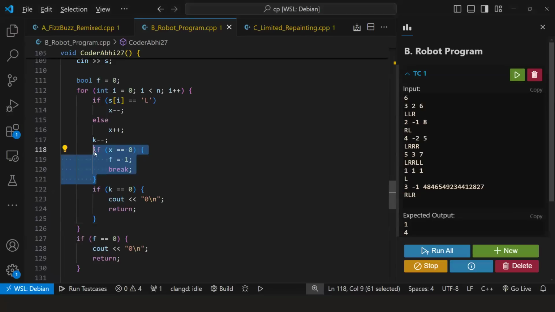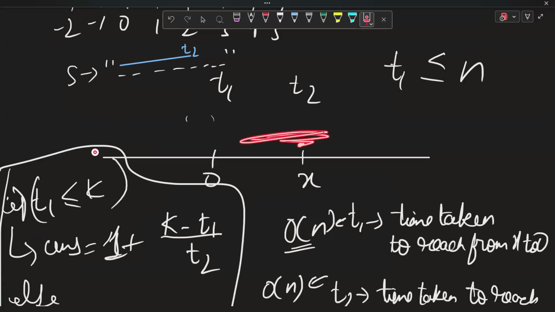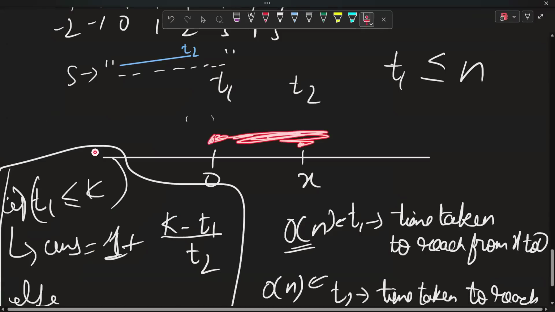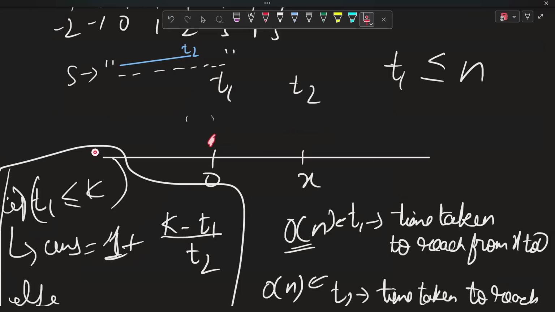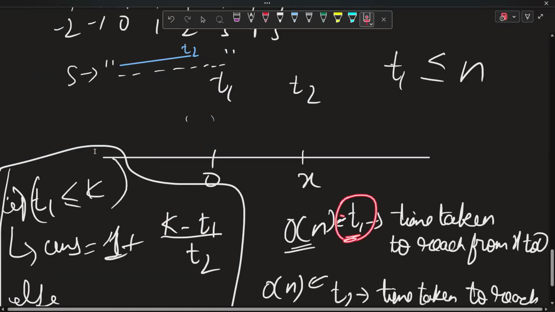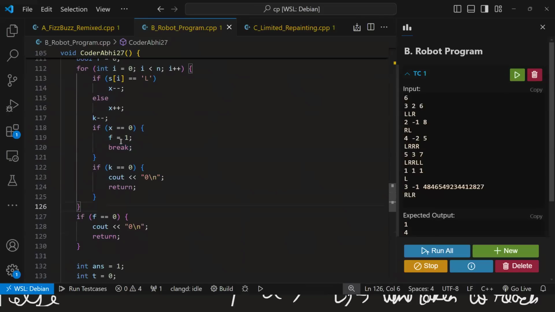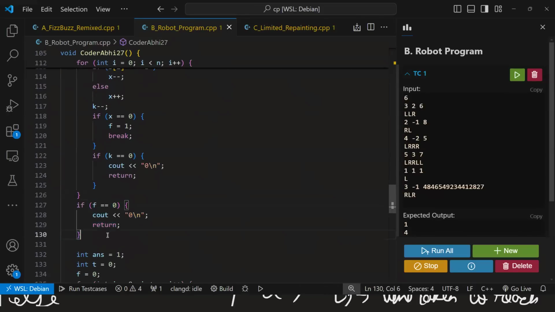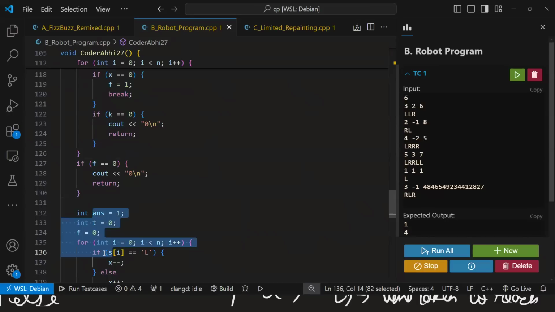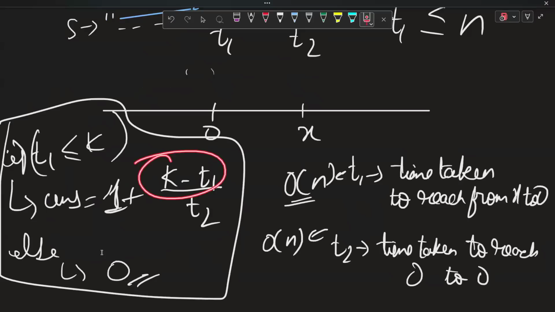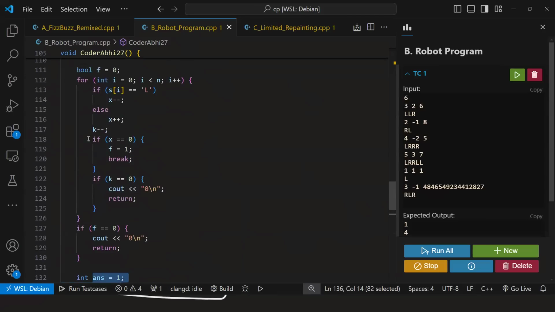That means I just computed it. I started with x, then after some operations, my x becomes 0. My current position becomes 0, so I'll take the time that I took in coming to 0. That's what my t1 was. I'll break out of the loop, and whatever is the time, my f is 1, so this won't be executed. I'll proceed with calculating the other part of my answer. My k is subtracted by t1, and I'll proceed calculating the other answer.